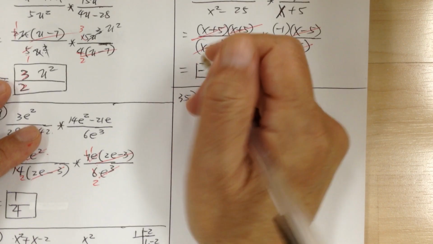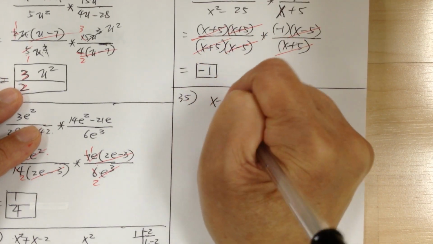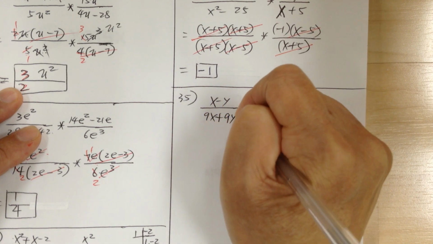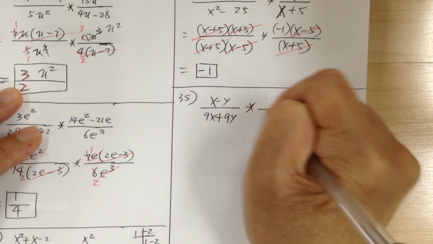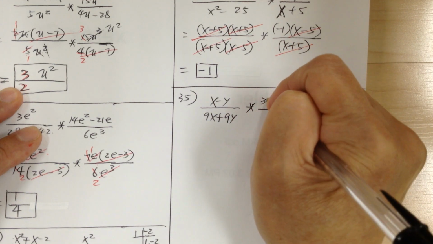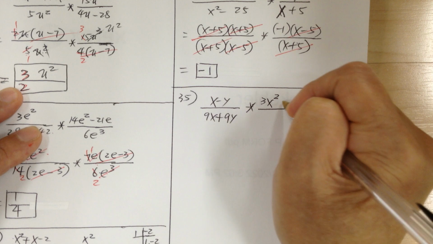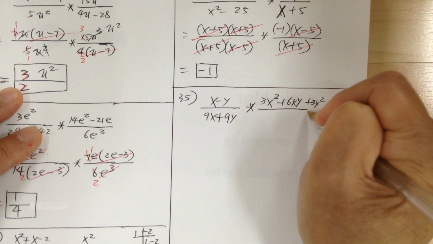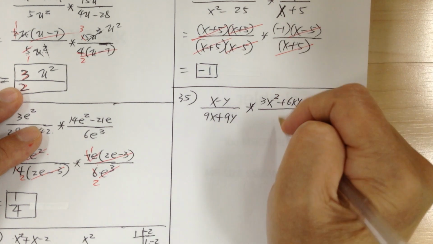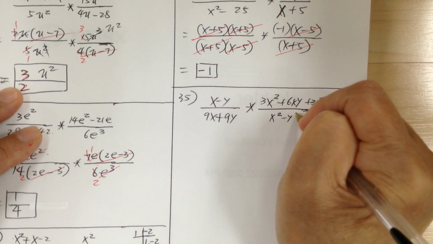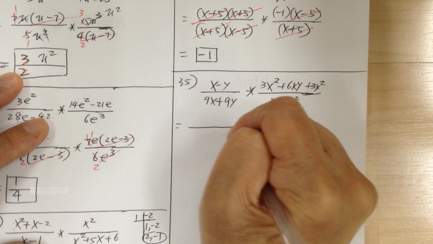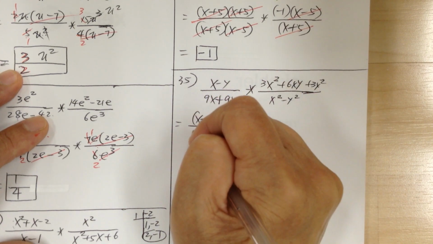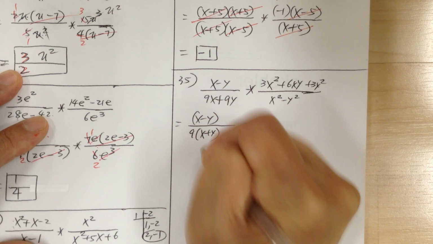Okay, number 35. You have (x minus y) over (9x plus 9y). It's a division, so I'm going to change into multiplication and take the reciprocal. So you got (3x squared plus 6xy plus 3y squared) over (x squared minus y squared). Okay, so this one you're going to get x minus y. This one you can factor out the 9, so it'd be x plus y.